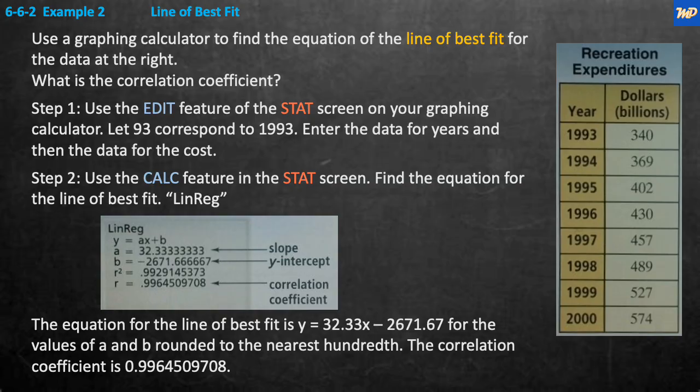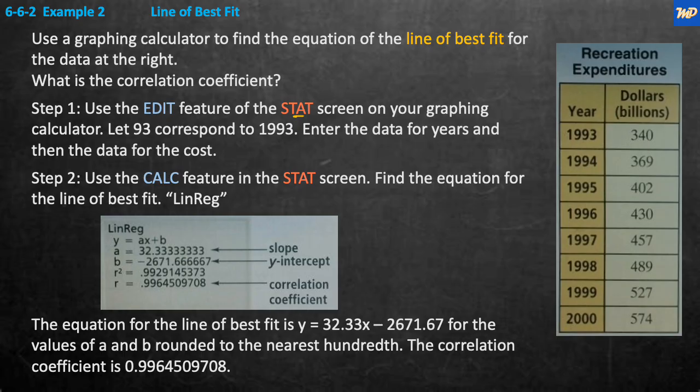So what they say first to do, in step 1, is use the edit feature of the stat screen on your graphing calculator. In order to do that, there's a set of keys on your keyboard, and right around the cursor keys there's a circle area with right, up, down, left arrows. Right next to it is a stat key. Here's the stat key right here. You're going to push that, and another screen will pop up with menus. It's going to say edit, and then down here, calc, and a few others. On that screen you'll see a menu item called edit.